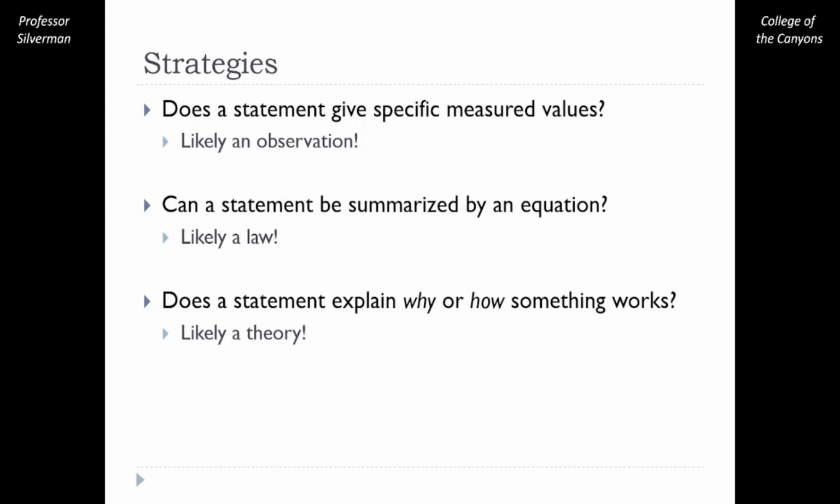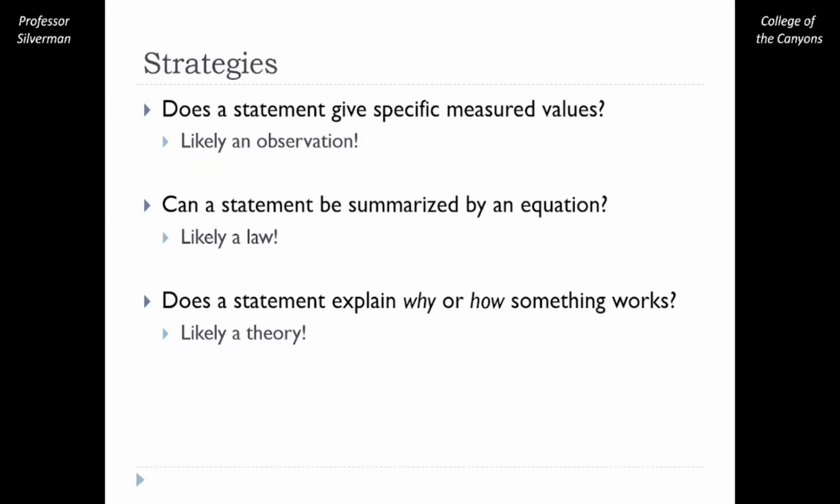If you're trying to differentiate between observations, laws, and theories, here are some strategies. If you have a specific measured value, a specific thing that you saw this day, well, that's probably going to be an observation. For example, if you say, I measured the pressure to be 1 atm, or the mass of this paperclip is 55 grams, that's a single measured value. Laws and theories are going to have more information. And so here's another tip.